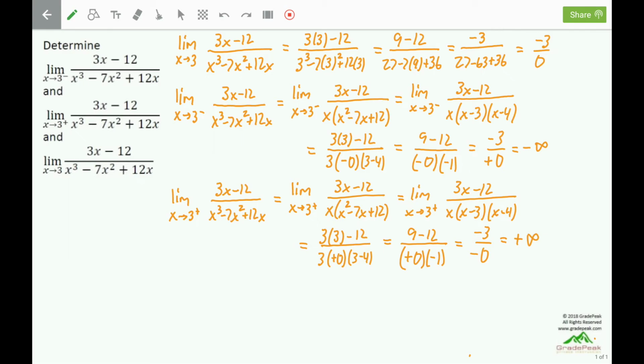The two-sided limit depends on the results of the two one-sided limits. They do not match each other here, negative infinity and positive infinity, and therefore the result of the two-sided limit will be does not exist. And there are the results of the three different limits.